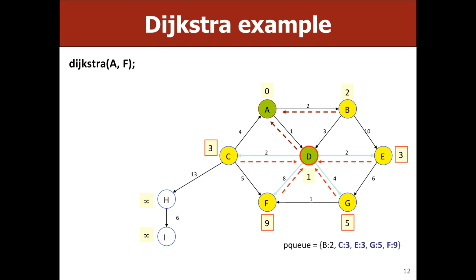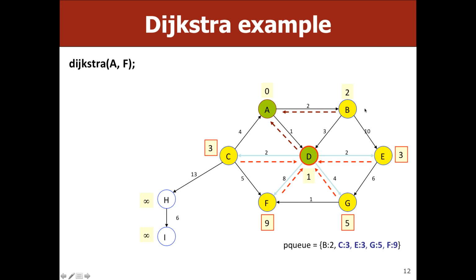So, okay, what is the next node to be DQ'd? How many people think B? How many people think C? How many people think E? How many people think G? F? What about I? Okay, not I. Yeah, so I think you all got it right that B is the next one because its current proposed cost is 2. Okay?